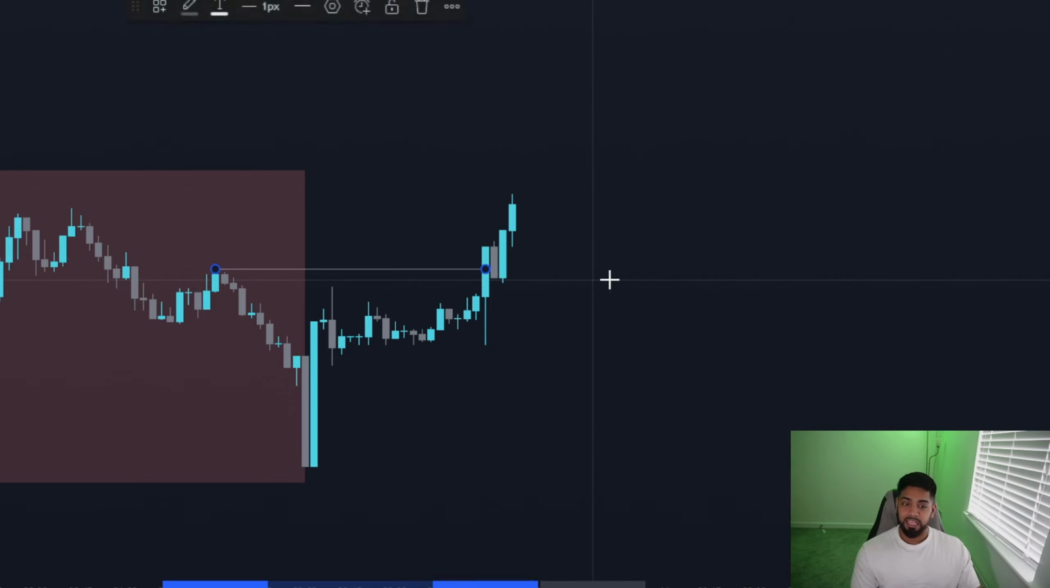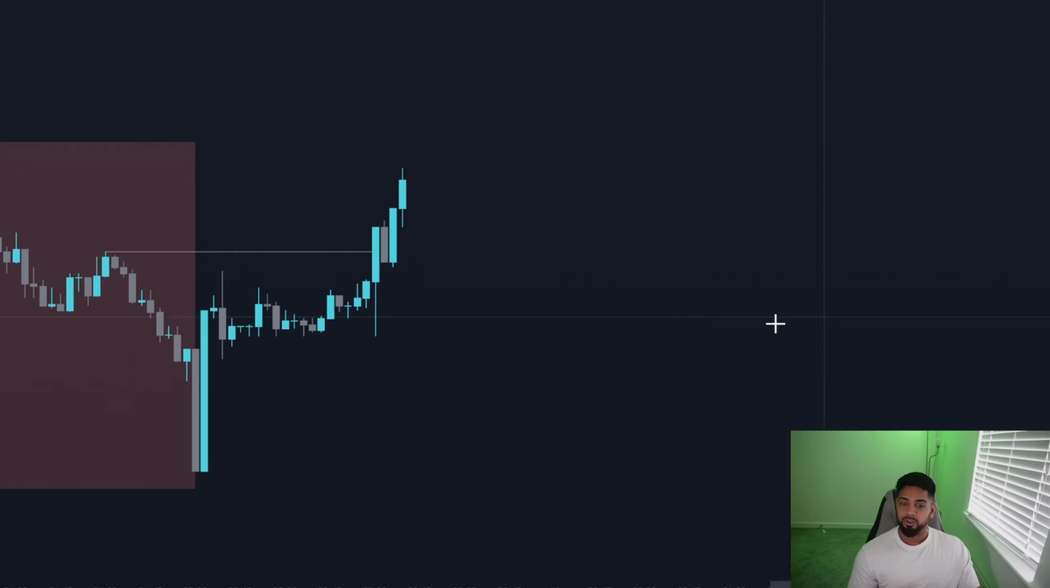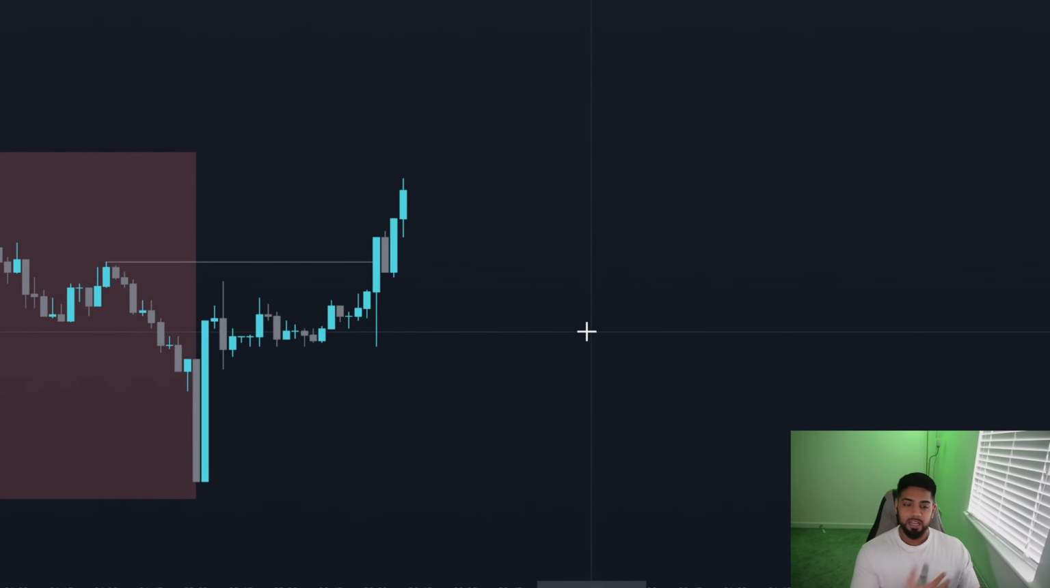So now that we've been given that indication, where are we going to enter? Now again, you can use a bunch of different methods, a bunch of different entry schematics. You can use Fibonacci, you can use key areas of interest. Now for me, I like to keep it very, very simple. I like to find the area that gave us the market structure shift.